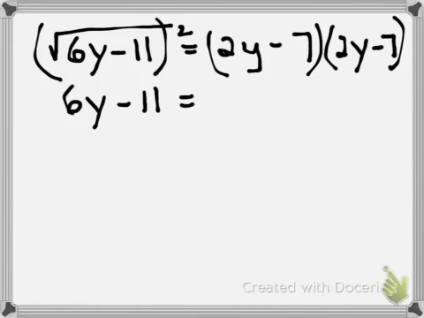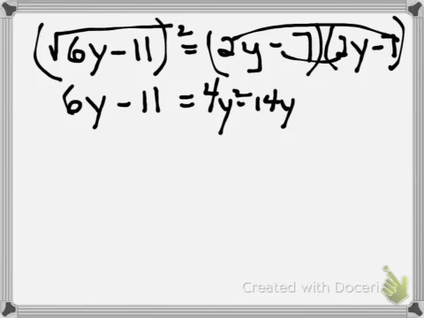So I suggest that you write 2y minus 7 times 2y minus 7. By FOIL, 2y times 2y is 4y squared. The outside is negative 14y. The inside is negative 14y. And negative times negative is a positive 49. We have a quadratic equation. We need to set this equal to 0.